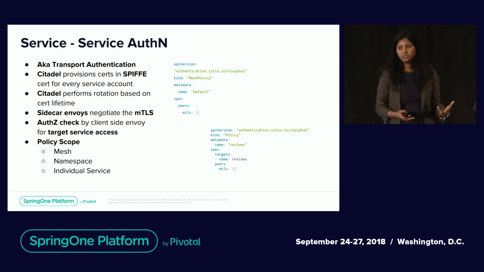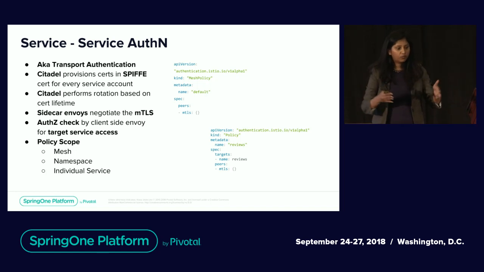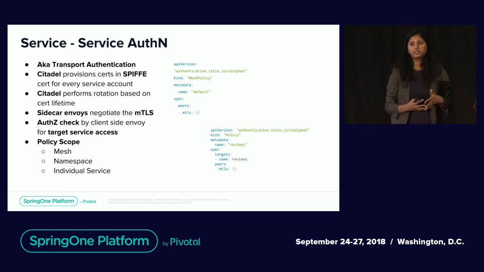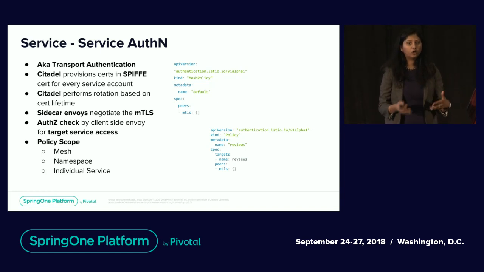So you can have a policy which says, hey, I want MTLS for everything in the mesh, or I want MTLS for only a group of services, or I want MTLS for just a service. So you have that flexibility in terms of rolling out your policy.